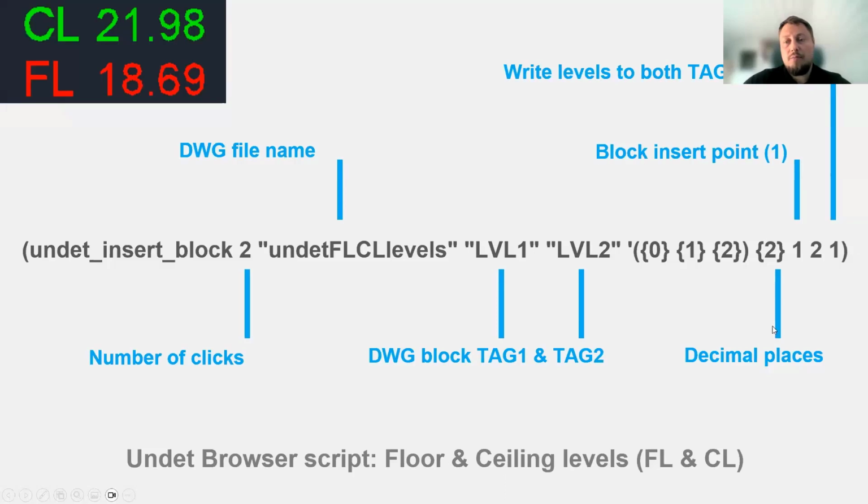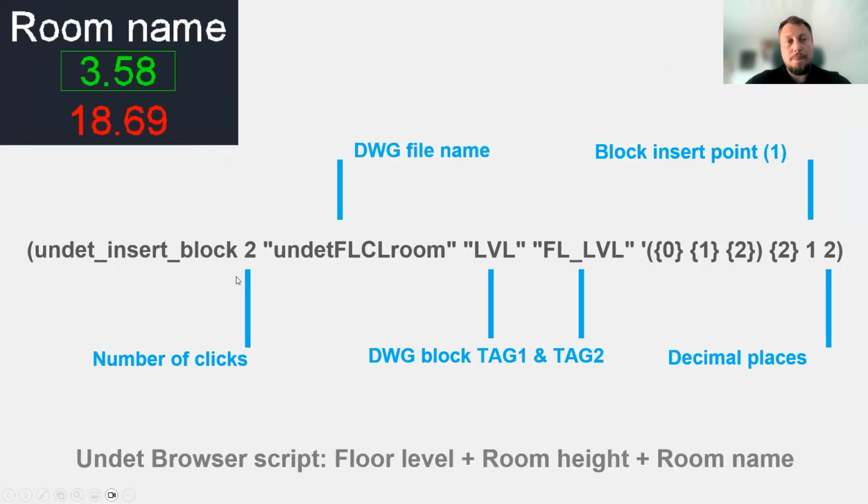And the block insert point, decimal place, and write levels to both tags, yes. So just to see this value. If you want to annotate the room name, the block explanation looks like this. Number of clicks: two, DWG file name and data file cell room. Two tags, block insert point, decimal places. It is how simple it is.